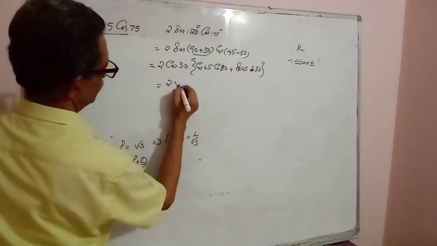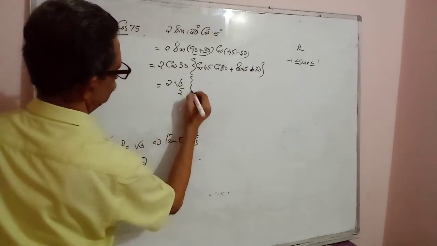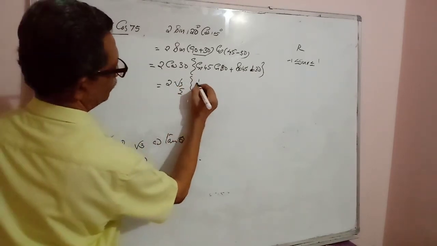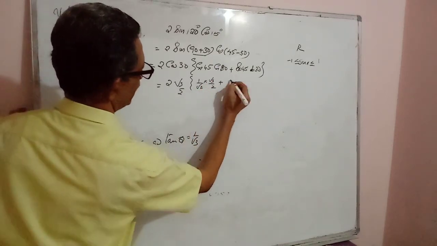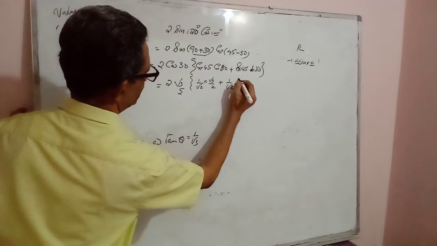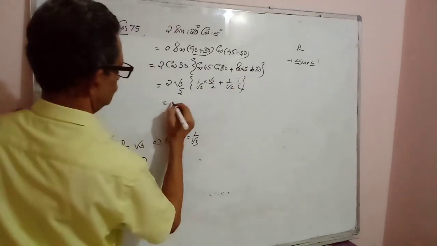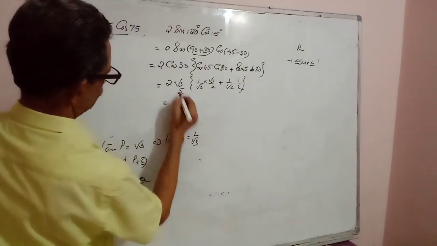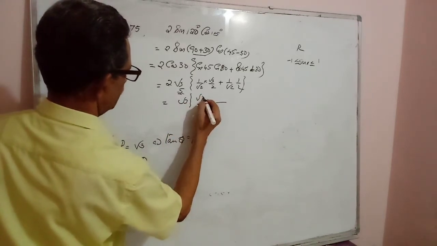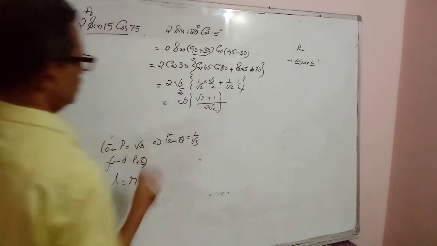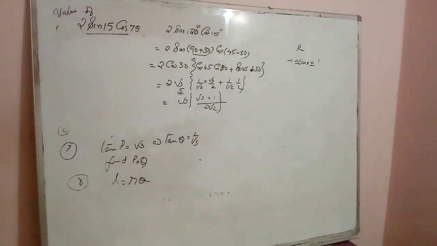2 into cos 30, root 3 by 2, into cos 45, 1 by root 2, cos 30, root 3 by 2, plus sin 45, 1 by root 2, sin 30, 1 by 2. So 2 and 2 root 3, 2 root 2 common, root 3 plus 1. So the answer is root 3 into (root 3 plus 1) by 2 root 2.